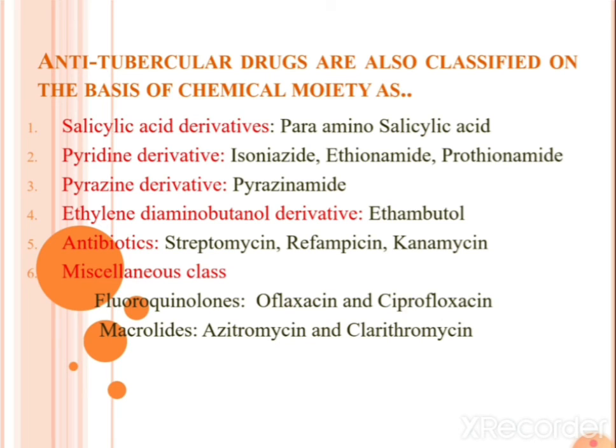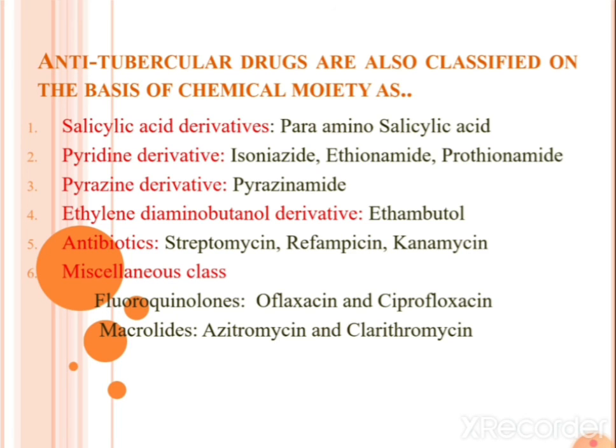Now the last classification, from your medicinal chemistry point of view and theory exam point of view, is something you need to remember. In GPAT also, the basic moiety of anti-tubercular agents has been asked. On the basis of chemical moieties, the anti-tubercular agents are classified into 6 categories. First is salicylic acid derivatives, example para-aminosalicylic acid. Second is pyridine derivatives: isoniazid, ethionamide and prothionamide. These are all pyridine derivatives.